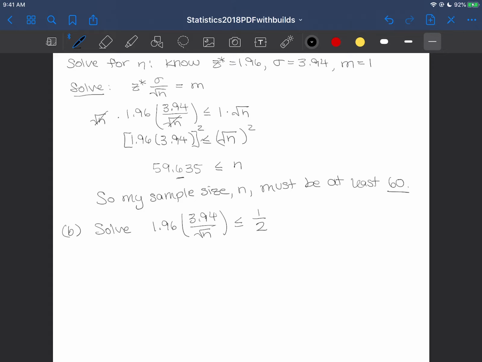So the first step is still the same. I'm going to multiply by the square root of n on both sides. So they cancel on the left. I'm left with 1.96 times 3.94 is less than or equal to 1/2 square root of n. And now to get rid of the 1/2, I'm going to multiply both sides by 2 over 1, which is just 2. So on the left, on the right they cancel. On the left, I have 2 times 1.96 times 3.94 is less than or equal to the square root of n. Let me go ahead and rewrite that.